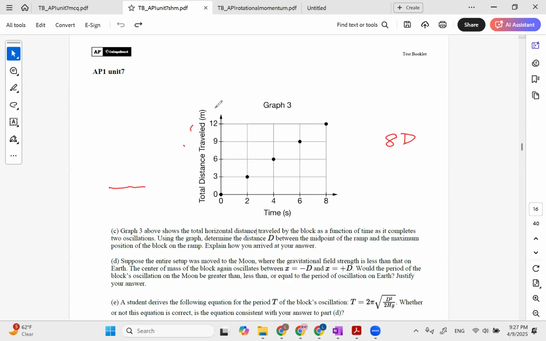And then it tells you the total travel distance is 12. So you will get D equals 12 over 8. Does it make sense? That's the information you need to use.